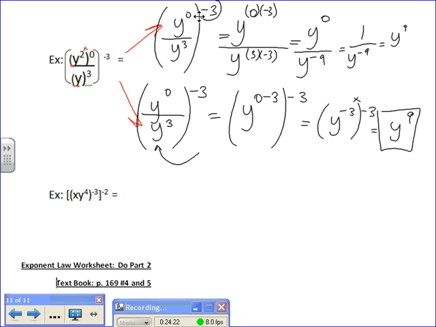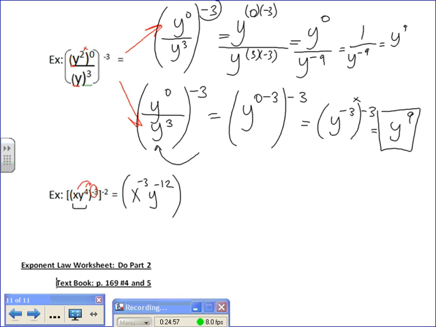Let's do one last example together. Again, this is a power raised to a power raised to a power again. So just work from the inside out, okay? I can't simplify what's inside my brackets any more than that, so I just leave it. But I can raise everything inside the brackets to the negative 3. So let's go ahead and do that. So we get x to the negative 3 times y, and I have to multiply that 4 and the negative 3 together. So I get 4 times negative 3 is negative 12.